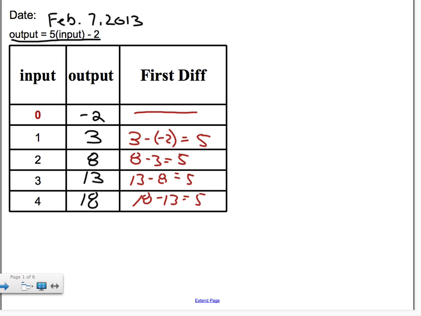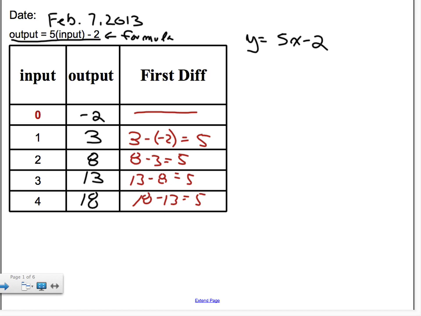Okay, so I could take this formula and rewrite it as an equation. Instead of calling our input input, we're going to call it x, because that's our independent variable, and the output we'll call y. So here we get y is equal to 5x minus 2. Okay, so we're showing again a relationship between x and y. x is affecting what the output y is.